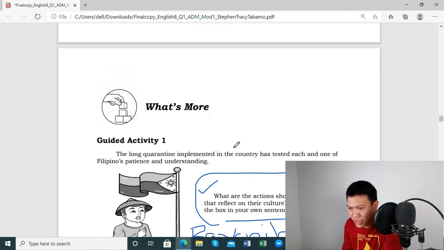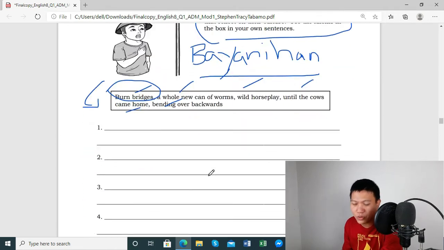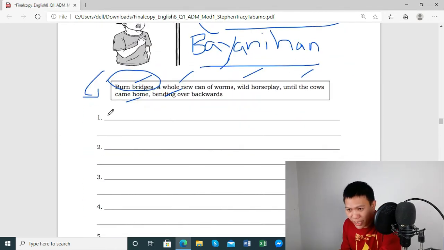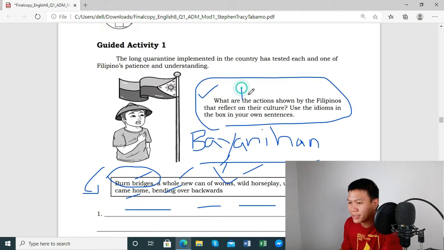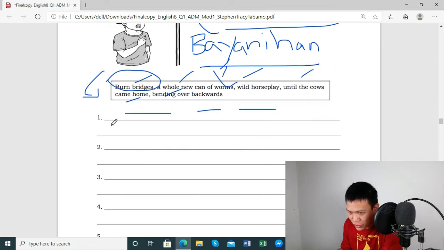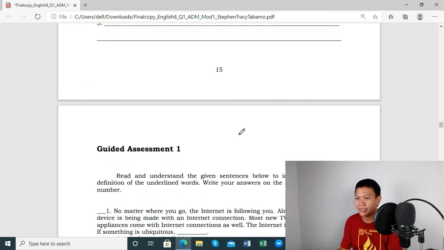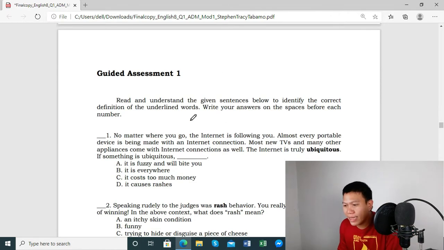Of course, we will use an idiom. So I will not give an example because that will give you the answer. So you will write here, blah, blah, blah, bayanihan, culture. Just use an idiom. Clear yon? So you will answer this. You will write your answers on the spaces given. And in each answer, kailangan gagamit ka ng idiom. Next, we have the guided assessment number 1.